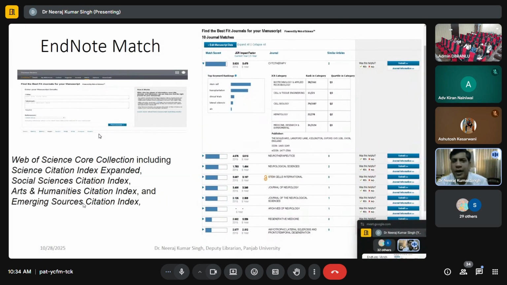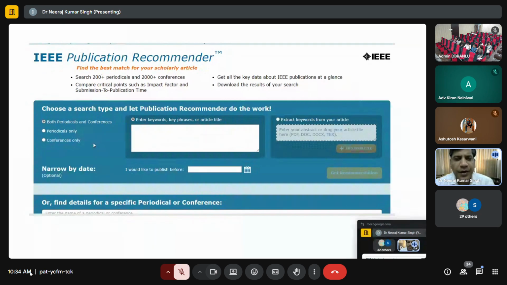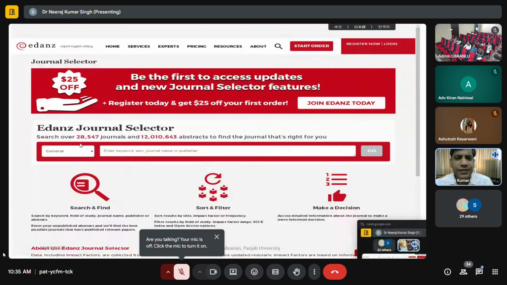Then there is one software called EndNote Match. Then IEEE Recommender. Almost all the publishers have their own platform, their journal finder. What you can do is, suppose you want to publish your article with Bentham Science, or for example, in law, LexisNexis, or Oxford Law journals. So you simply go to Google, type Oxford Journal Finder or Oxford Journal Suggester. I think 90% chances are there you will find this tool. And you can see whether you have enough journals or not. So I'm not saying that this is the final list.